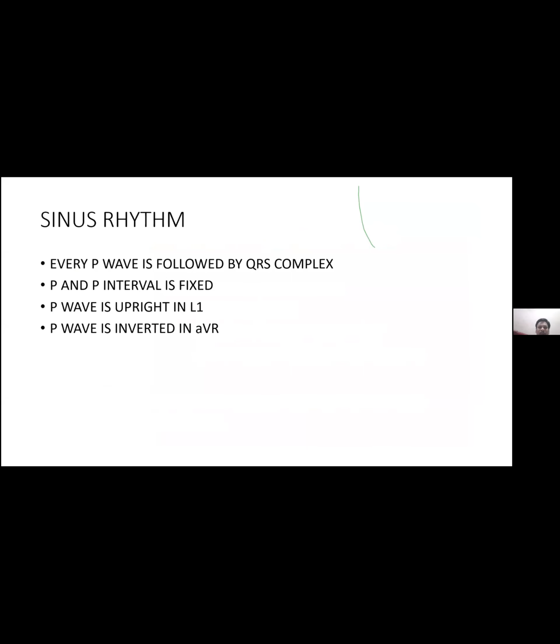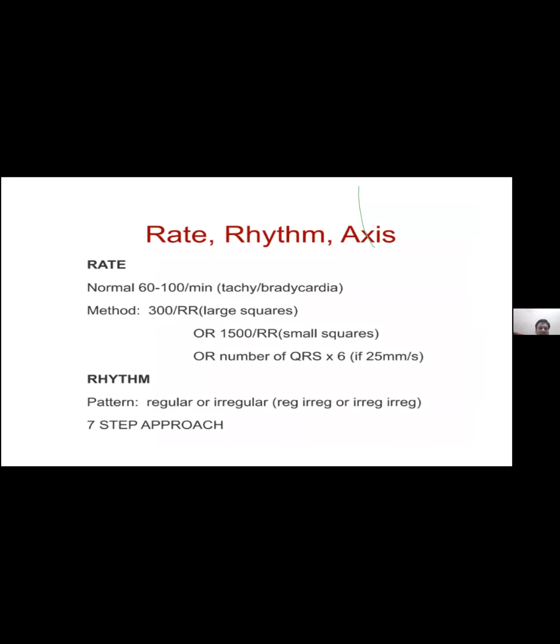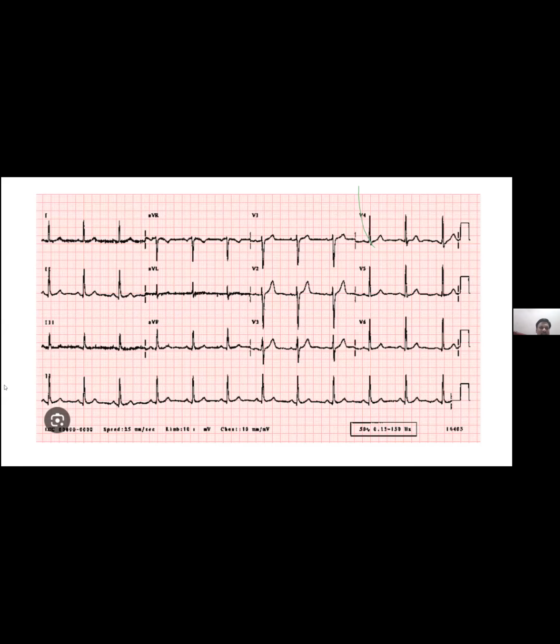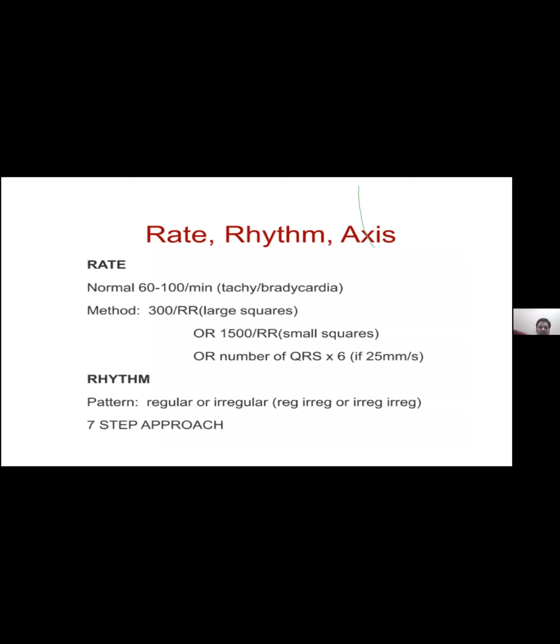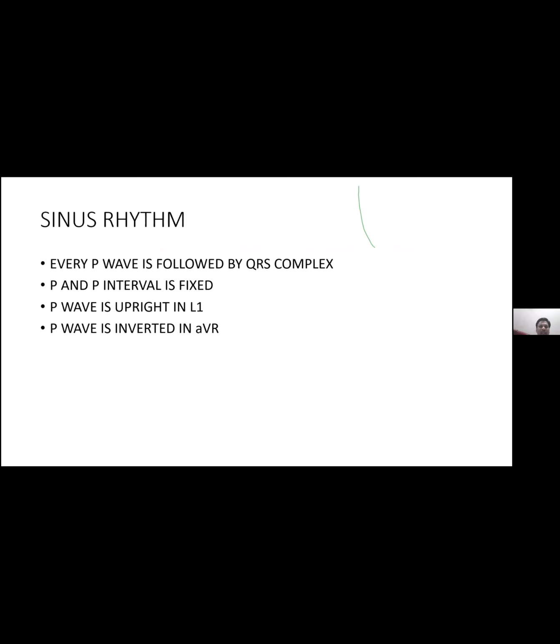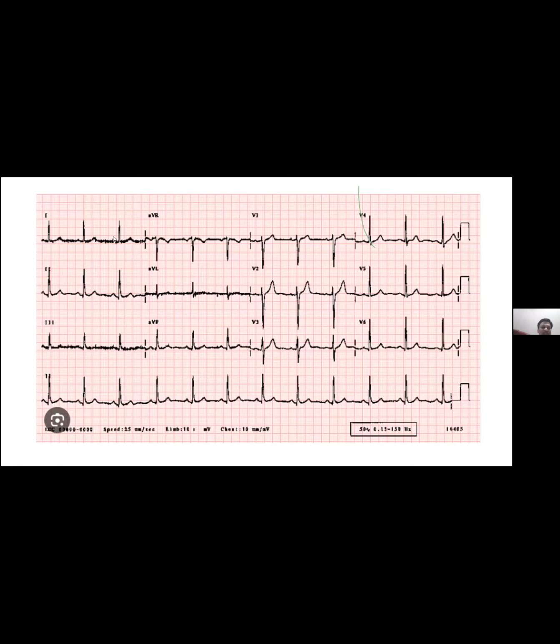Every P wave, and the PP interval is fixed. See here, the PP interval is fixed. From one P wave to the next P wave, it is fixed. So the P wave is constant. Every P wave is followed by a QRS complex, and the next P wave is expected to come exactly in the same place. It is fixed. Right? The P wave is upright in lead 1. See here, the P wave is upright in lead 1.